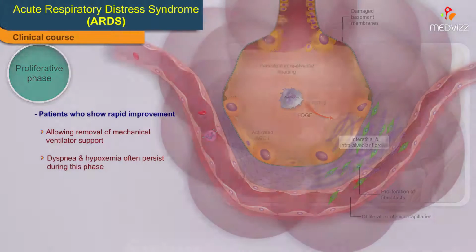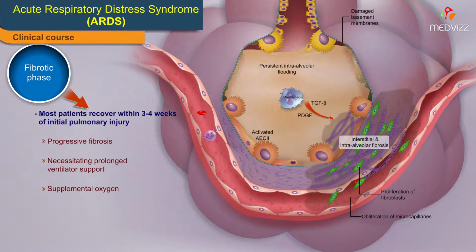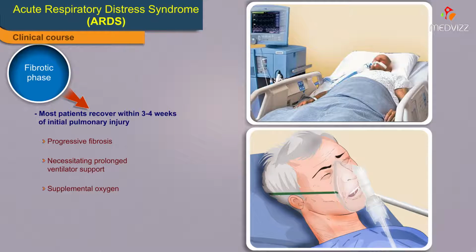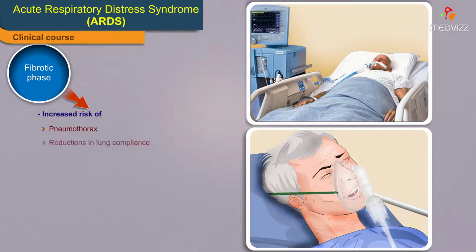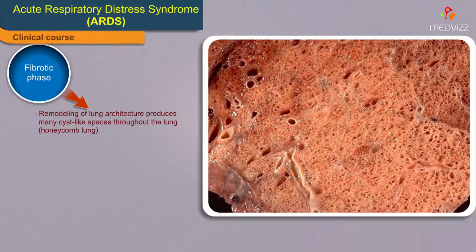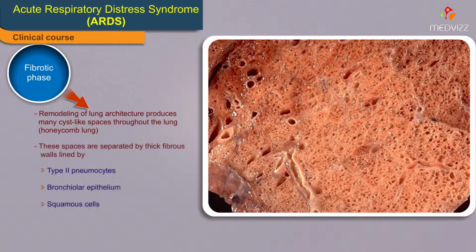In the third and final phase, the fibrotic phase, most patients recover within 3 to 4 weeks of the initial pulmonary injury, but some experience progressive fibrosis necessitating prolonged ventilator support and/or supplemental oxygen. There's an increased risk of pneumothorax, reductions in lung compliance, and increased pulmonary dead space observed during this phase. Remodeling of lung architecture produces many cyst-like spaces throughout the lung, or a honeycomb lung. These spaces are separated by thick fibrous walls lined by type 2 pneumocytes, bronchiolar epithelium, or squamous cells.